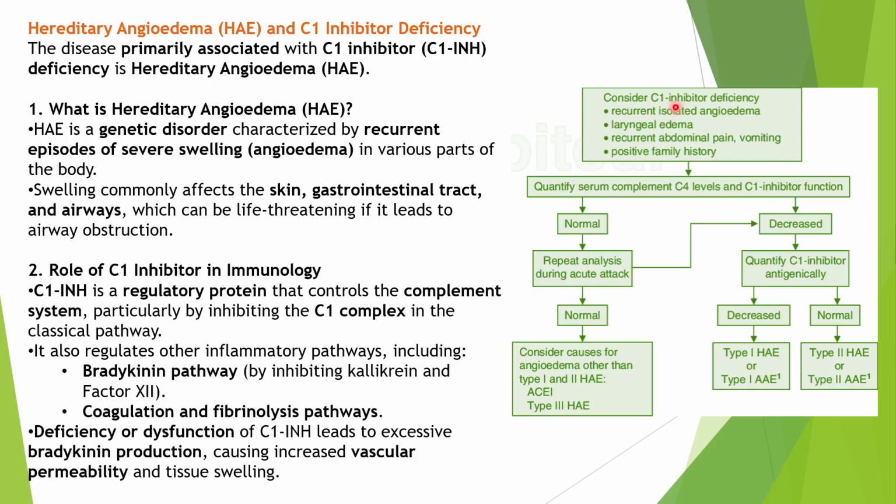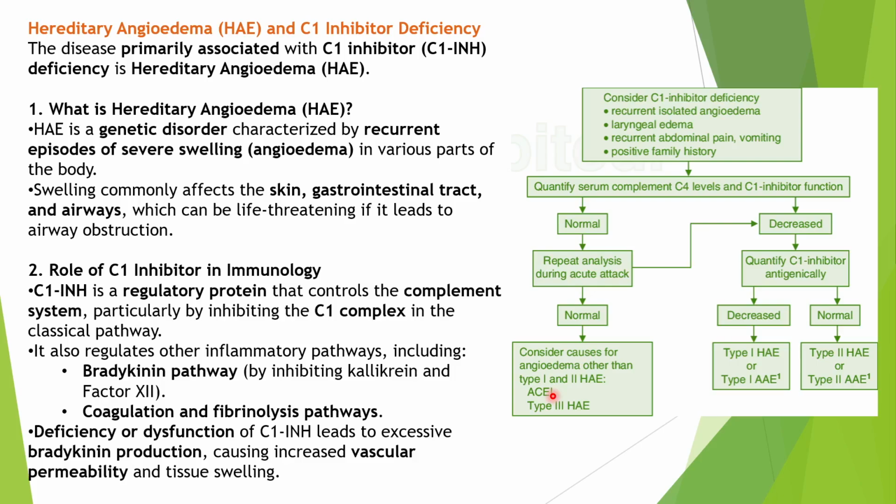So since this is a genetic disorder, it can be passed down, and a positive family history will be there. Serum complement C4 levels and C1 inhibitor function are used for diagnosis. So if it is normal, repeat the analysis during an acute attack. If it's still normal, then consider causes of angioedema other than type 1 and type 2.